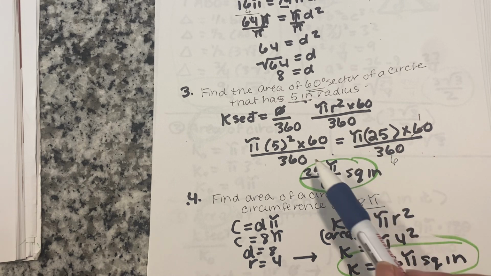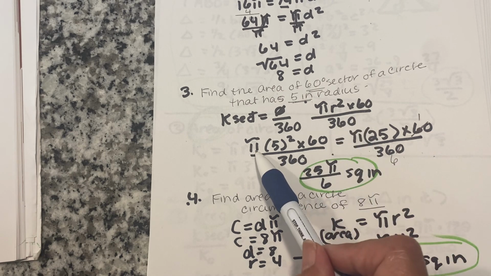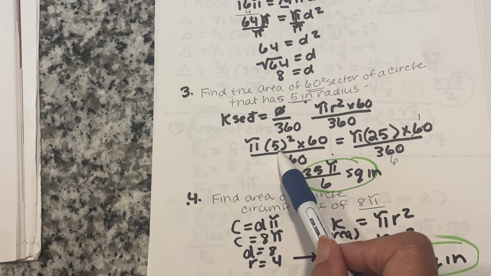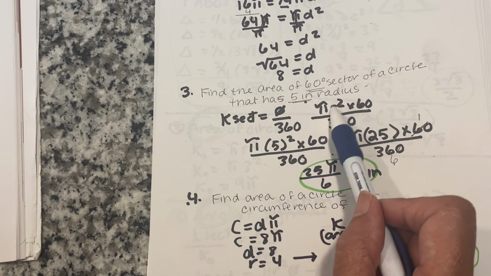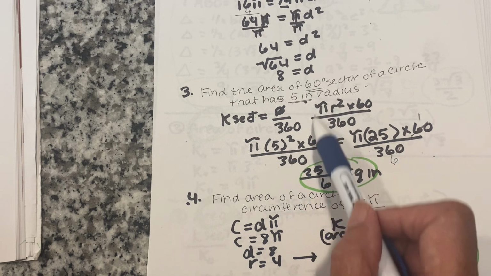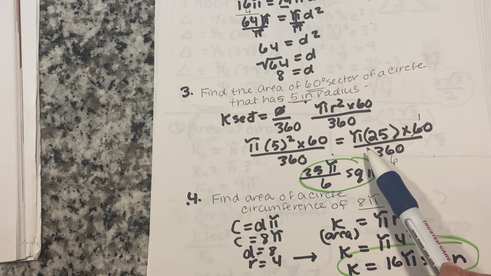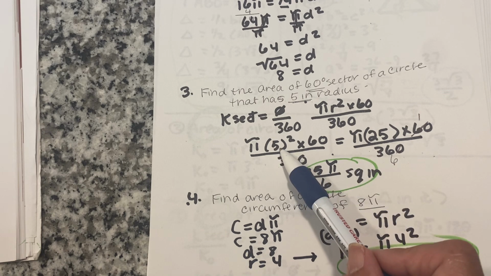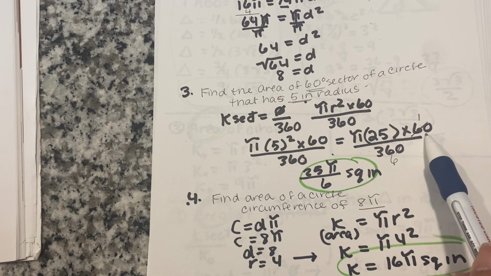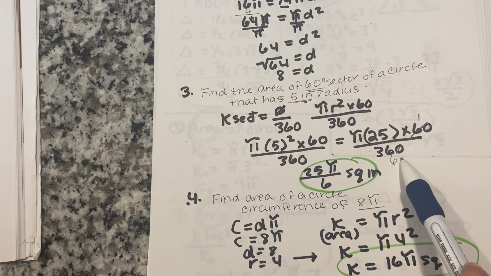So we do this down here. We plug this in. So we have pi times what? 5 inches. Let's put the inches in there. Squared. So we just plugged in the radius here, times 60. Just plugged in 60. So now we have pi, and 5 times 5 is 25. So pi times 25 times 60 over 360.